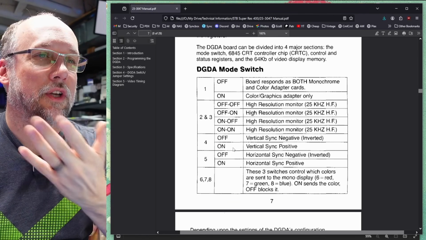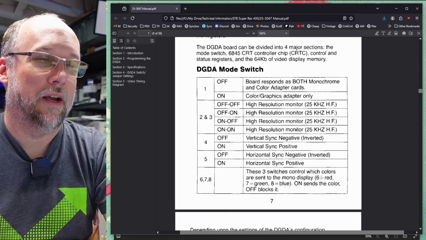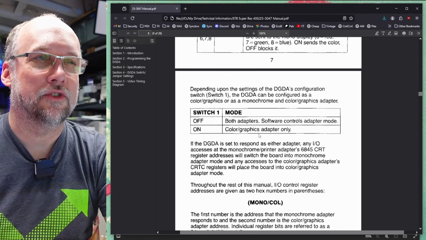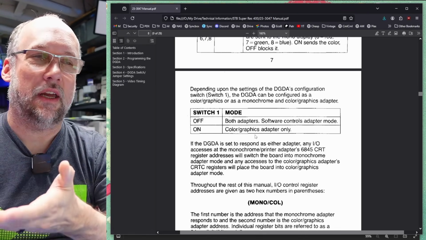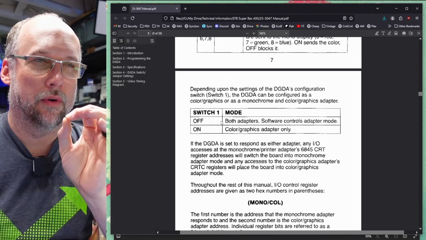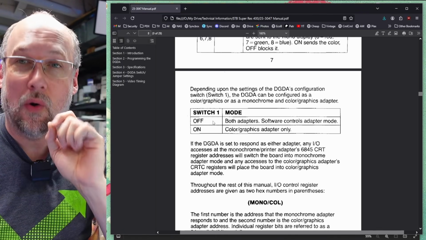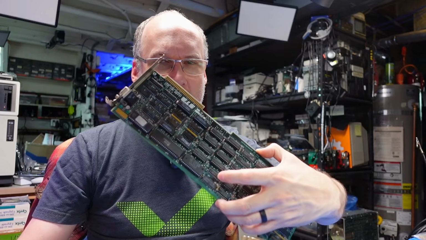Continuing on in the manual, it talks about how the dip switches work, which is quite helpful. There is a mode switch that allows it to respond as only a CGA card if you set switch 1 to on, or if you set it to off, it's monochrome or CGA in one card. As I mentioned, that's a feature I've never really run into before. If anyone knows of any other 8-bit ISA type cards like this that can respond to both, I'd be really curious to hear about that.